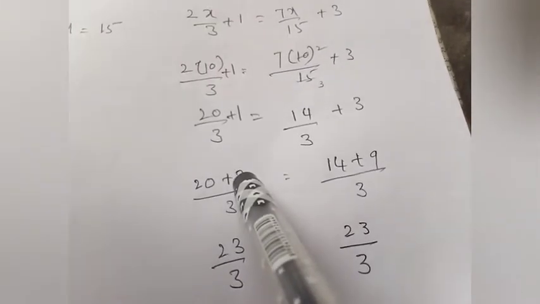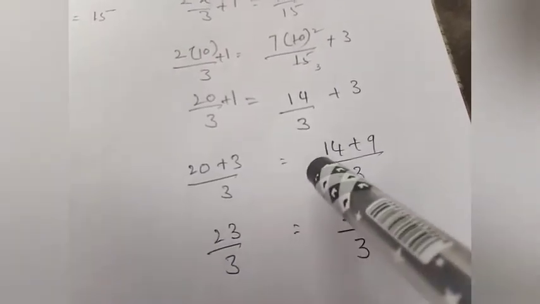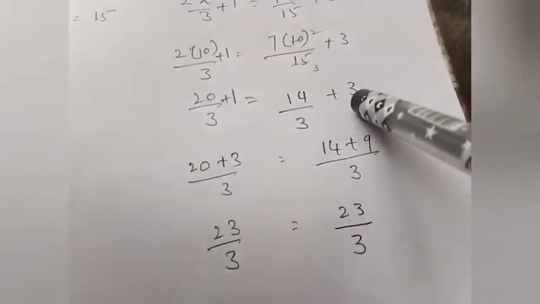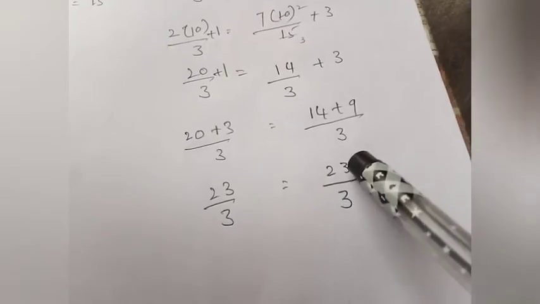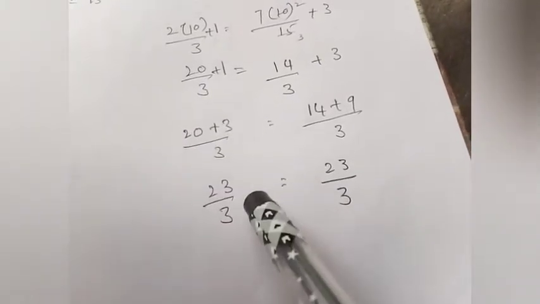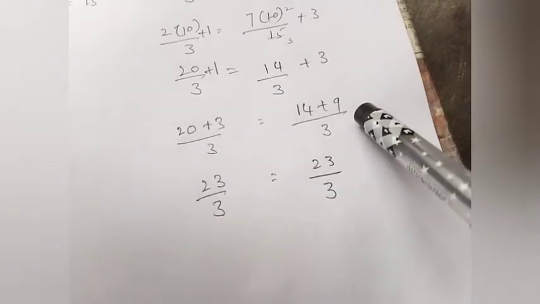Taking LCM, 3 ones are 3. So 20 plus 3 by 3 is equal to 14. 3 3s are 9. Taking LCM here, 9. So 20 plus 3, that is 23 by 3. 14 plus 9 is equal to 23 by 3.